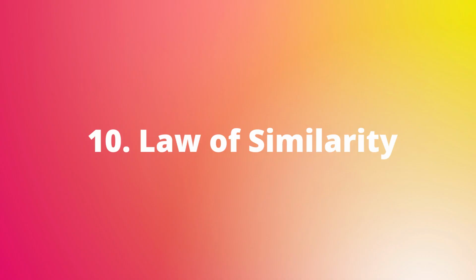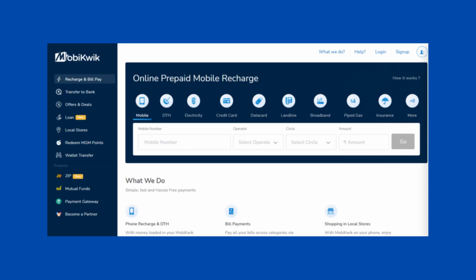10. Law of similarity. The human eye tends to perceive similar elements in a design as a complete picture, shape, or group, even if those elements are separated. This is the home page of a digital payment company, MobiKwik. If we observe the online prepaid mobile recharge section, it consists of a form that is built using a group of text boxes and a button. When the users land on this page, they perceive this component as a whole form rather than 4 individual text boxes and a button. That's the law of similarity.